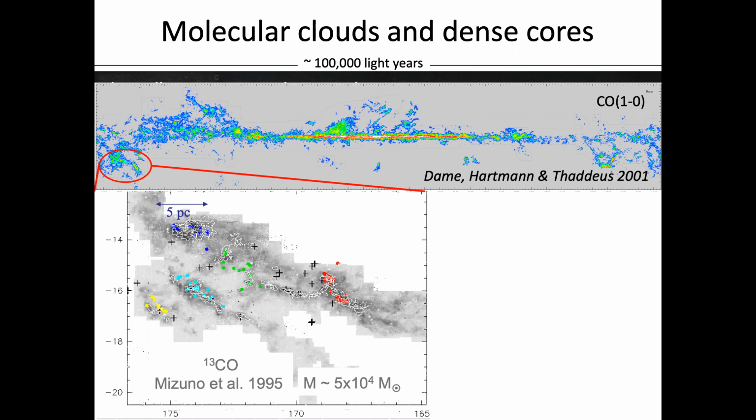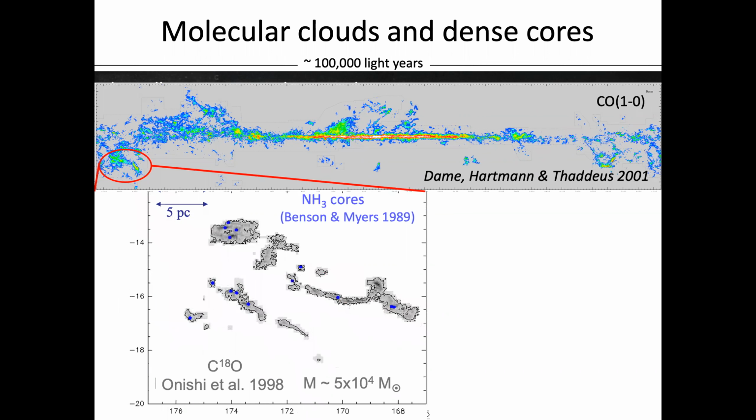If you choose an even rarer isotopologue, then you get rid of the extended emission. It's like an interferometer here. You get rid of all your extended structure, and you now focus on the filaments and the densest material. And in fact, with the C18O, you now get to know the filaments and clumps where star formation is actually happening. And with the blue dots here, I put the location of the famous ammonia cores.